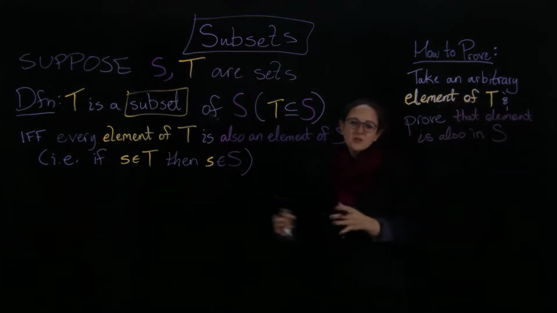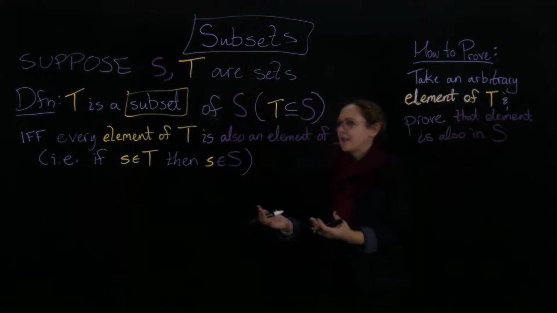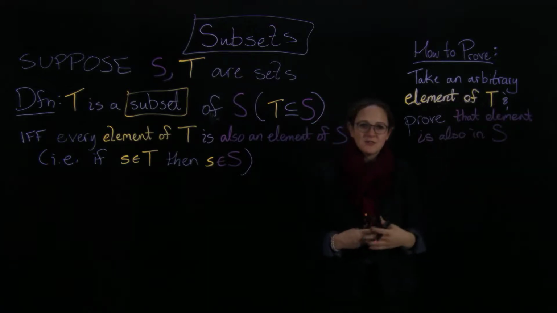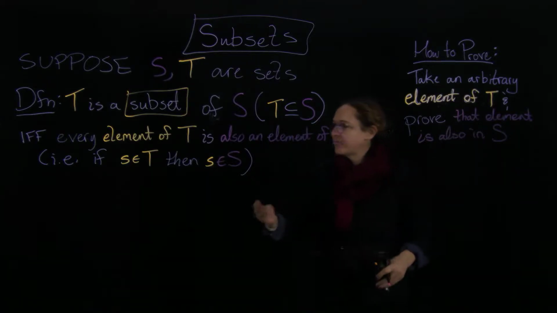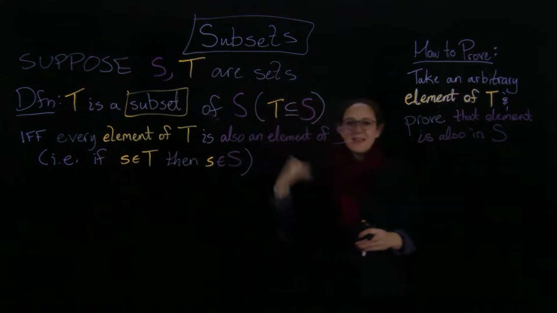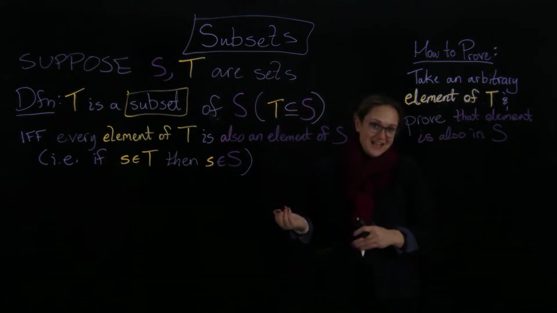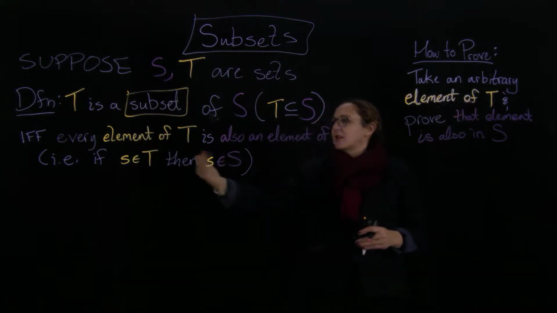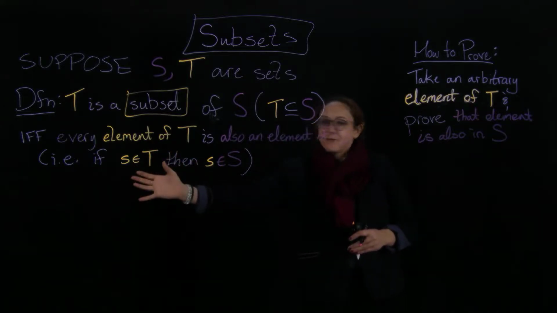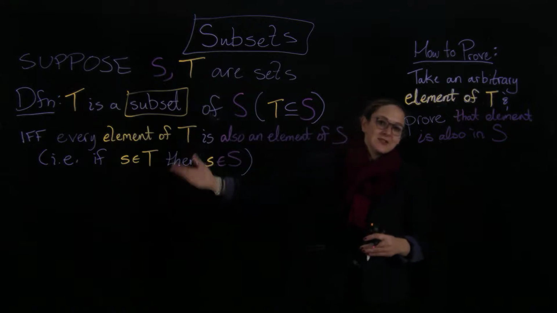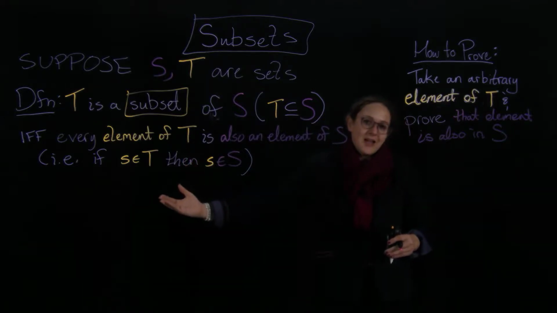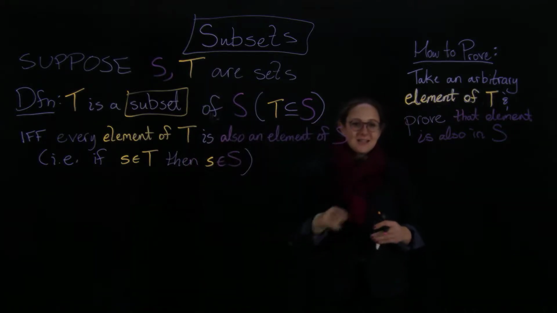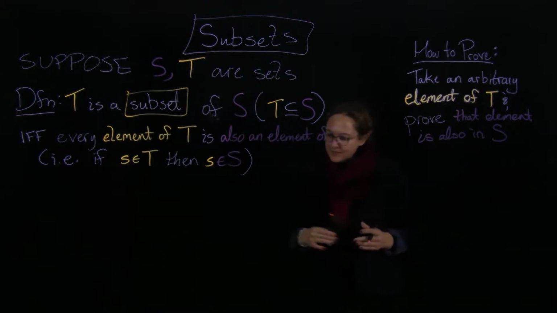So you're showing that each element, right? And how did I know that this was the method to prove this? Because this is an if-then statement, that if x is in T, then it's in S. How do you prove an if-then statement? It's like a for all, so you want to take an arbitrary element, and then you show that it satisfies this part. Okay, so that's what it means to be a subset.